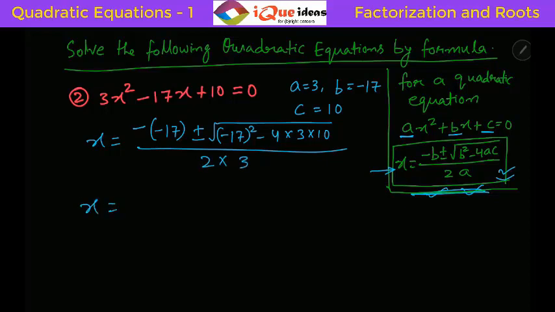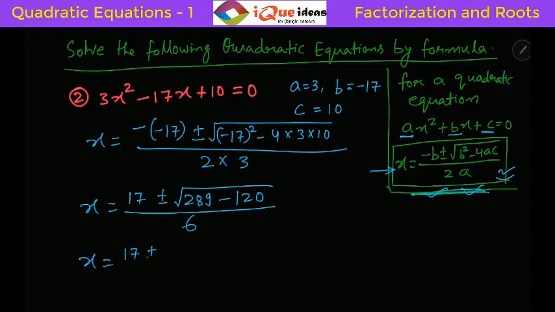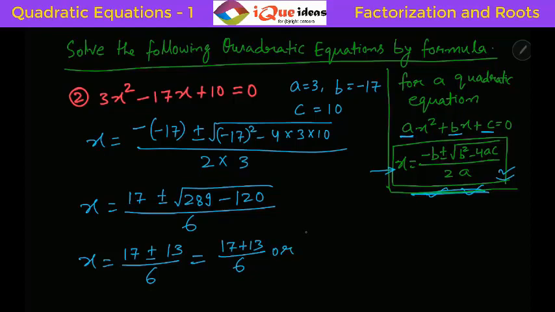So what we have here is x equal to minus of minus 17 is plus 17, plus minus square root of minus 17 square is 289, minus 4 into 3 is 12, 12 into 10 is 120, divide by 2 into 3 is 6. So what we have here is x equal to 17 plus minus 289 minus 120 is 169, and square root of 169 is 13. Divide by 6. So by taking plus sign, we will have 17 plus 13 divided by 6. Or by taking minus sign, we'll have 17 minus 13 divided by 6. So the final answer will be 17 plus 13 is 30 divided by 6, or 17 minus 13 is 4 divided by 6.